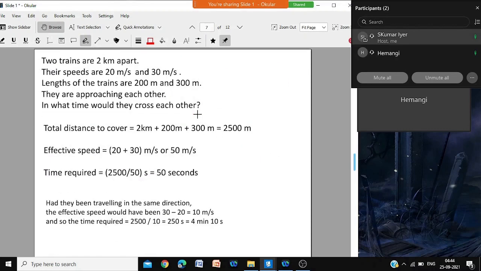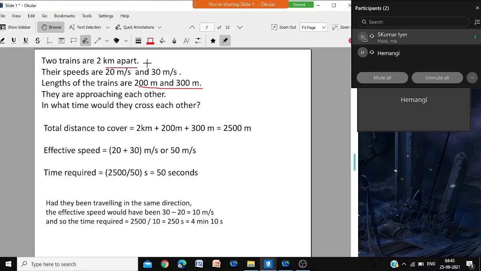Okay. So, now when one train crosses another train, the distance they have to travel is the total length of the two trains. I think you know this already, right? When one train crosses another train, the total distance traveled is equal to the length of the first train plus the length of the second train. Yes, sir. But here we have to add the additional distance, 2 kilometer apart.